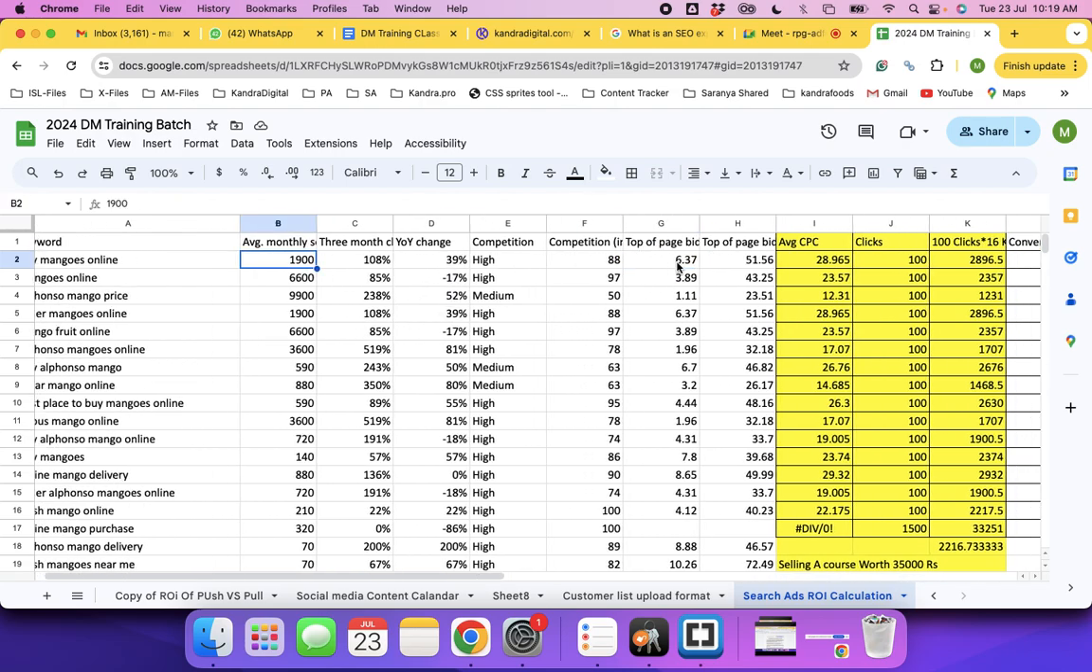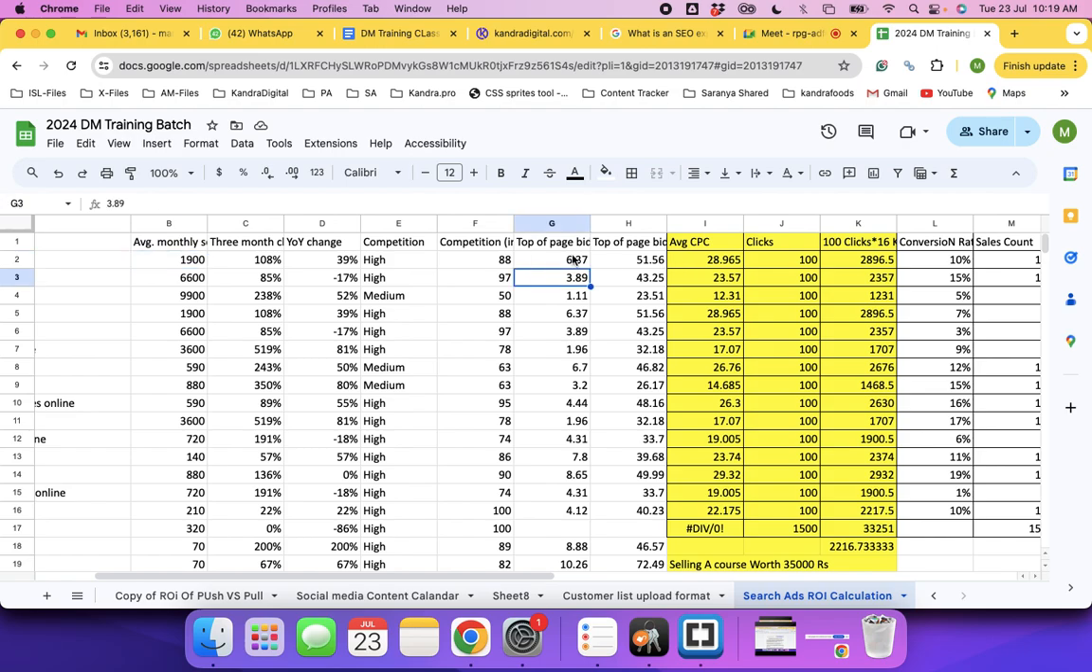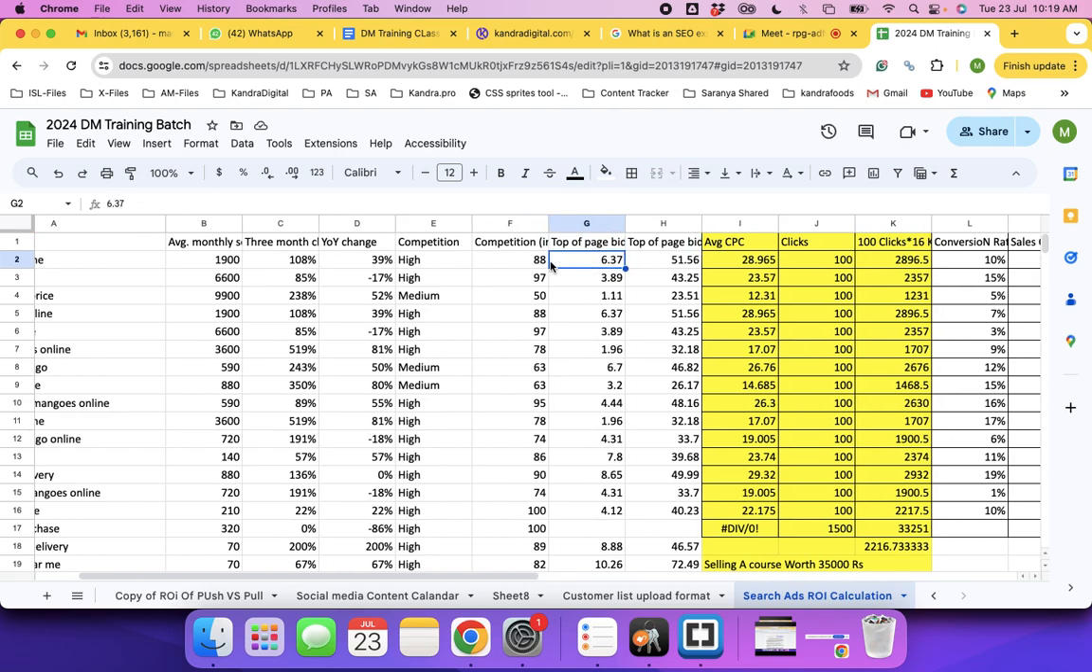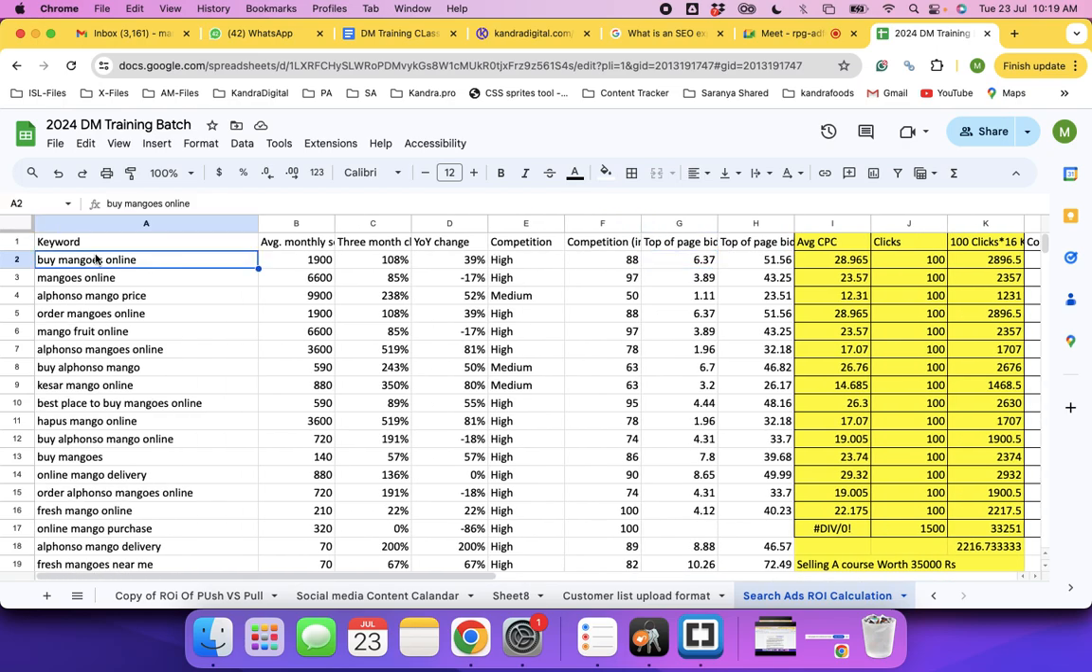Searches, and you get to see the details of the CPC, top of page bid minimum and top of page bid maximum, low range and high range. So if you are showing your ad for buy mangoes online, you will end up paying anywhere around 7 rupees to 51 rupees. Did you all get this?